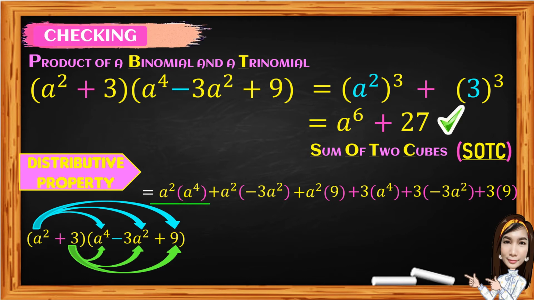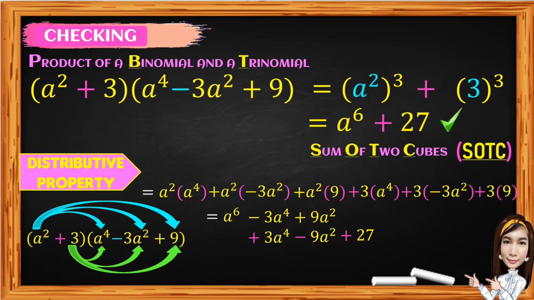Now let's simplify. A squared times a to the 4th is a to the 6th. Next, a squared times the quantity of negative 3a squared, we have negative 3a to the 4th. Next, a squared times 9, we have positive 9a squared. Next, 3 times a to the 4th is positive 3a to the 4th. Next, 3 times the quantity of negative 3a squared is equal to negative 9a squared. And for the last, 3 times 9, we have positive 27.